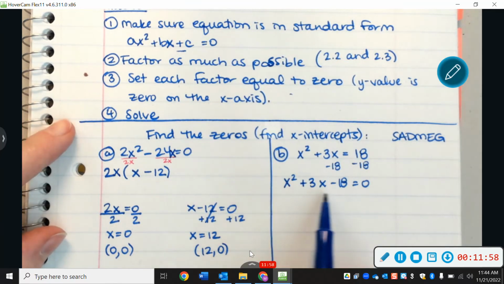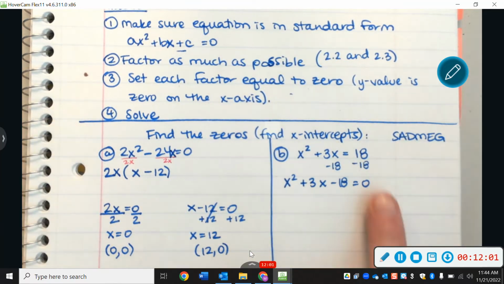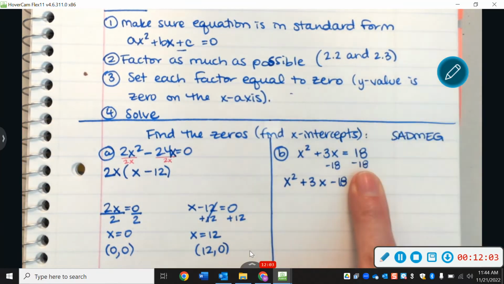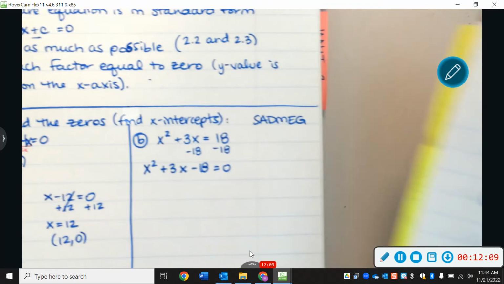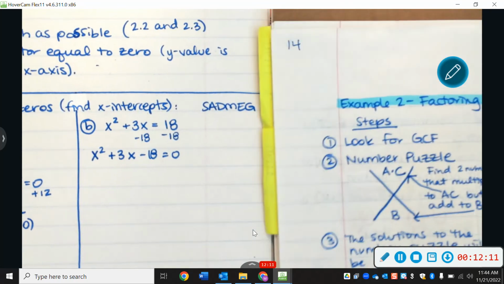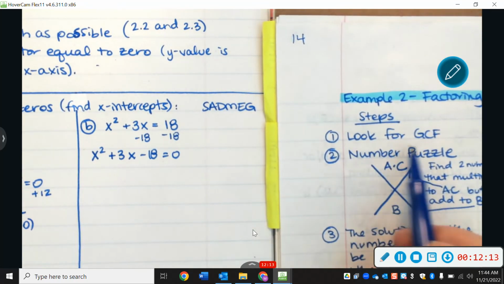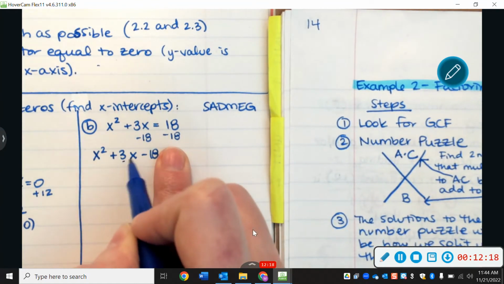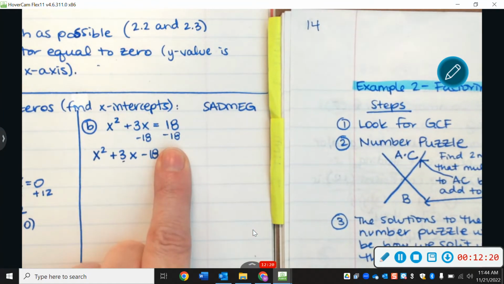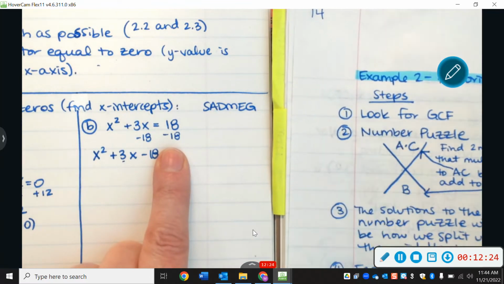I'm going to go ahead and start to factor this trinomial. A trinomial is something that has 3 terms. And so the 2.2 notes can help with that. I'm going to start by looking for a GCF. So I'm noticing that these 3 terms, there's no number that divides into all of them. There's no variable that they all have in common. So this one doesn't have a GCF.